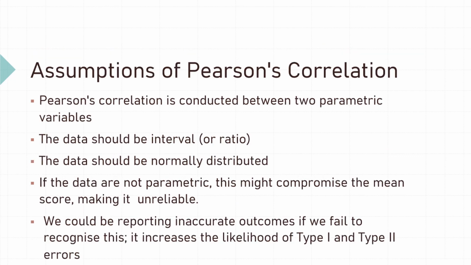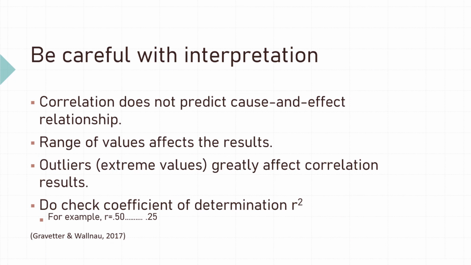There are certain assumptions associated with Pearson's correlation. Pearson's correlation is conducted between two parametric variables. You must understand that the two variables should be measured at a ratio or interval scale. The data should be normally distributed. If the data are not parametric, this might compromise the mean score, making it unreliable, and we could be reporting inaccurate outcomes if we fail to recognize this. It increases the likelihood of type 1 and type 2 errors.